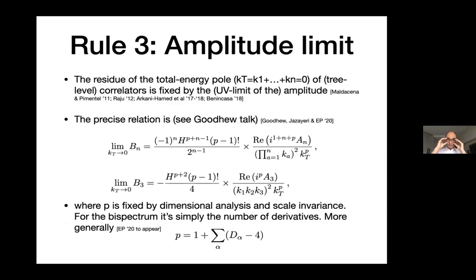Rule number 3 is the powerful one, the amplitude limit. It has been noticed already almost 10 years ago by Guy and Maldacena, and then by Raju, and it has been elaborated upon in the past few years that correlators have a pole when the sum of all the norms of the momenta vanishes. So I'm going to call that the total energy pole, defined by KT equals 0. And the residue of that pole is related to some amplitude.